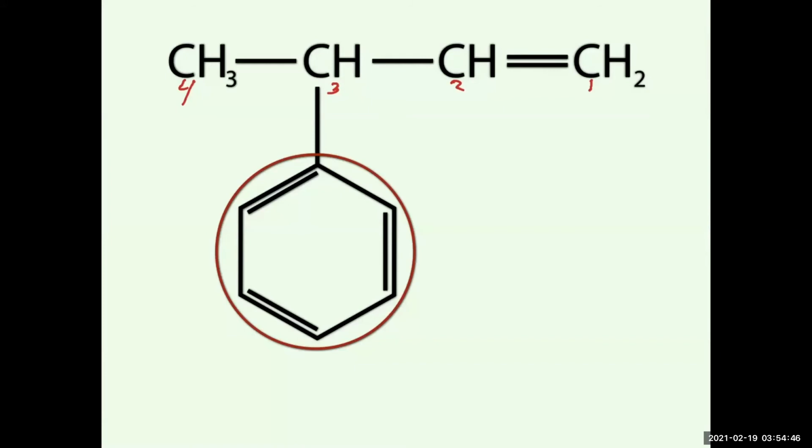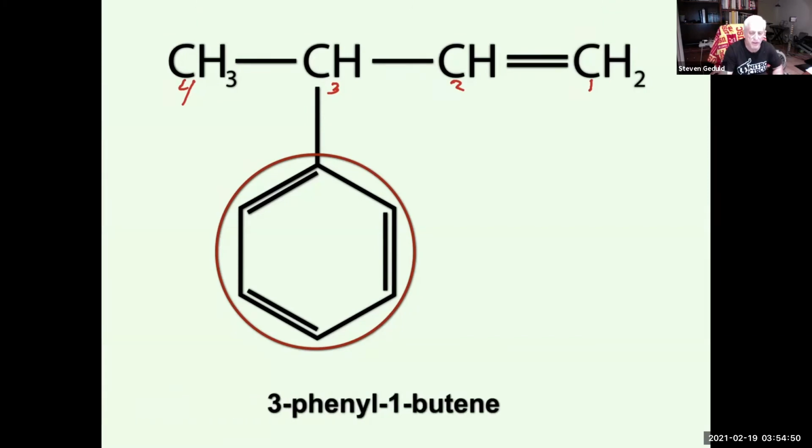3-phenyl butane. Butene. Perfect. 3-phenyl, 1-butene. There's the double bond at the number 1 position. So 3-phenyl, 1-butene.